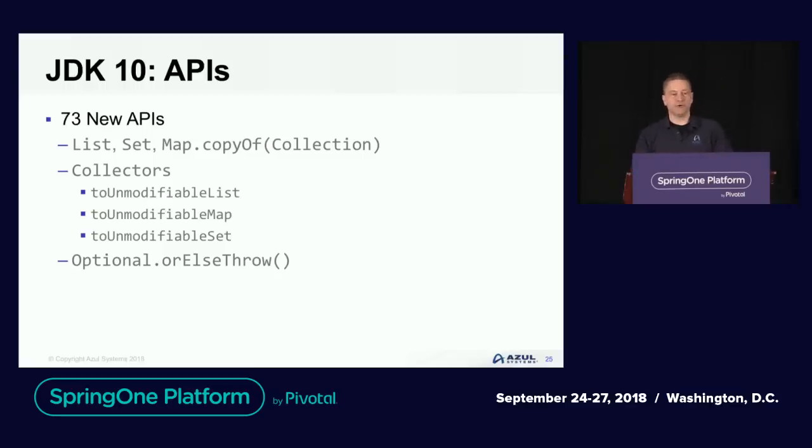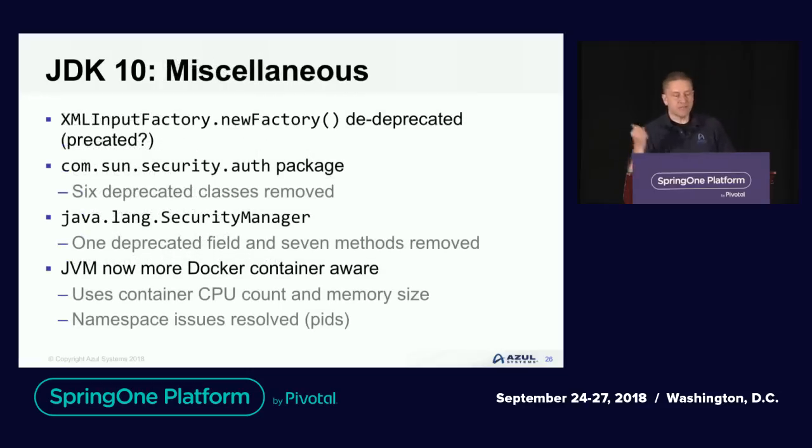And just one other that I put up here was Optional orElseThrow, which is pretty much the same as get. But it is exactly the same as get, so I don't know quite why they put that in there, but they did. A few miscellaneous things in JDK 10. This is quite funny because they deprecated the newFactory method of XMLInputFactory, and then they decided they made a mistake, so they had to de-deprecate, or is it precate, or is it undeprecate? Not quite sure, but anyway, they removed the deprecation tag from that. They removed some more packages and so on, and classes, as I said.